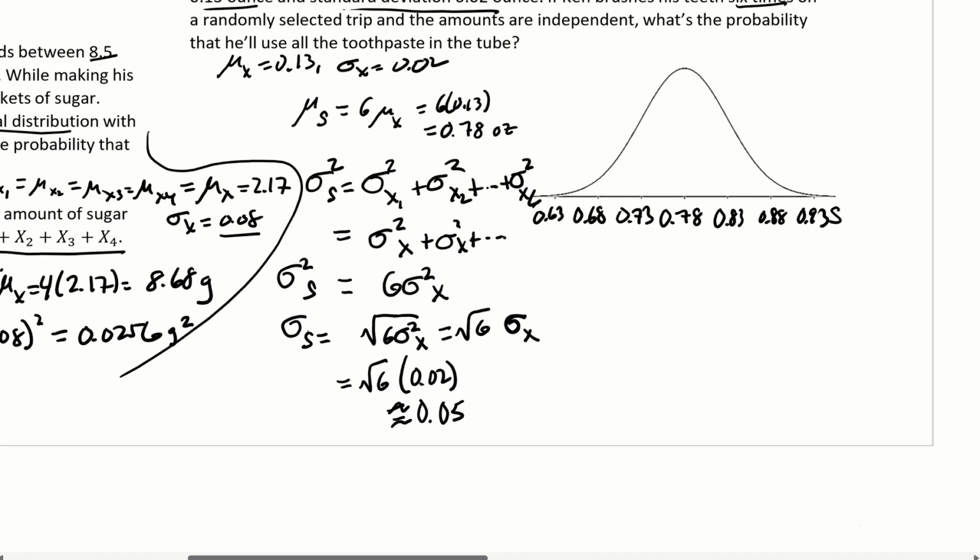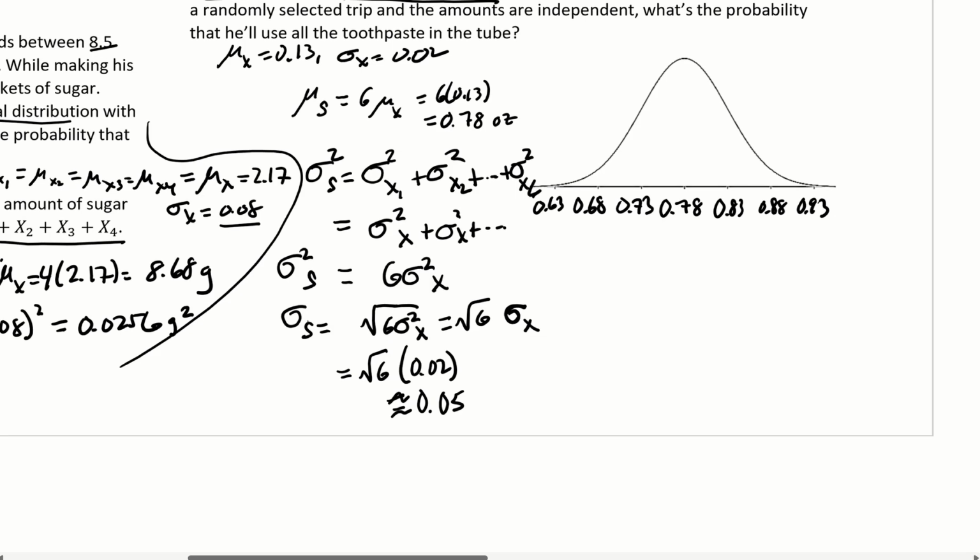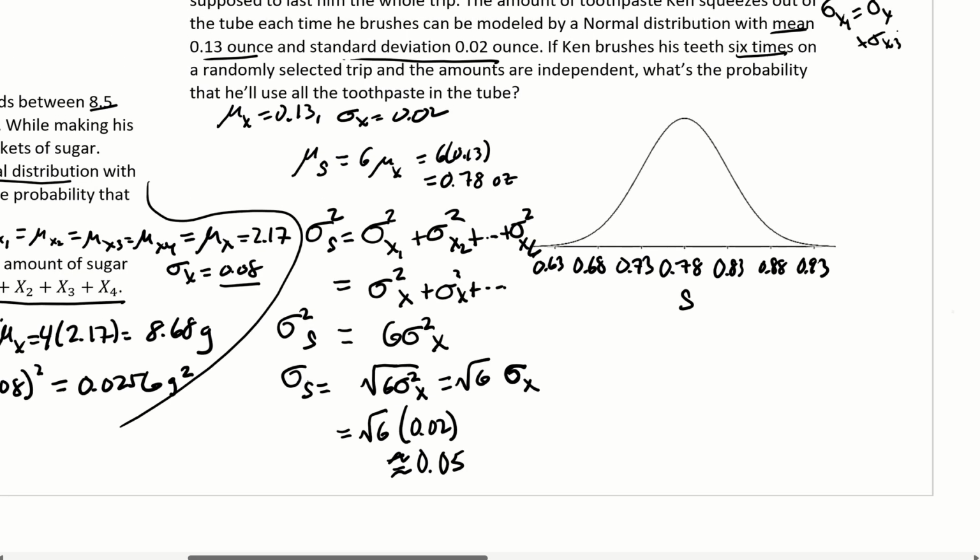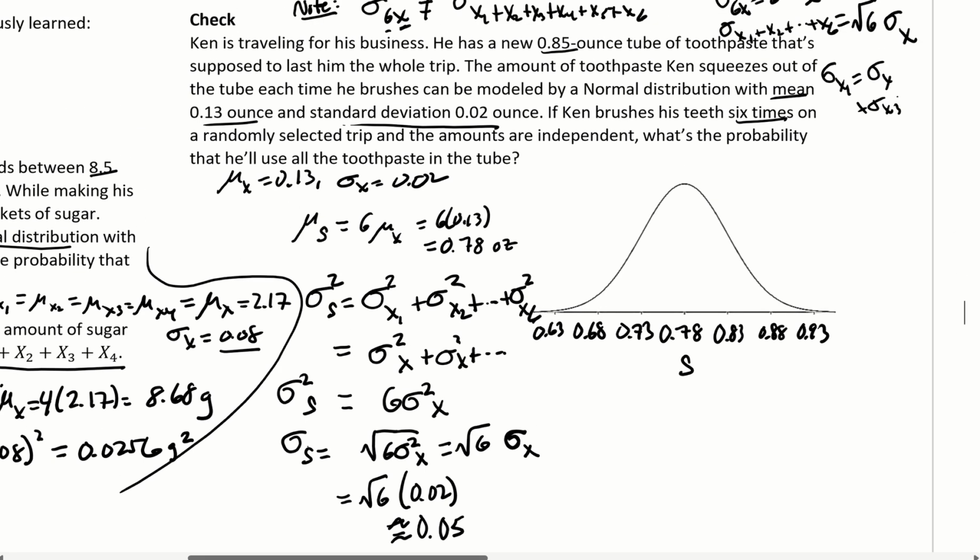And again, this is the sum S for the toothpaste. Now he's brushing his teeth 6 times. What's the probability that he'll use up all the toothpaste? That means he's got to use either 0.85 or more, right? 0.85 is how much he has in the tube. If he has to use more than 0.85, of course he's going to need another toothpaste bottle, but we want the probability that he reaches 0.85 or more.